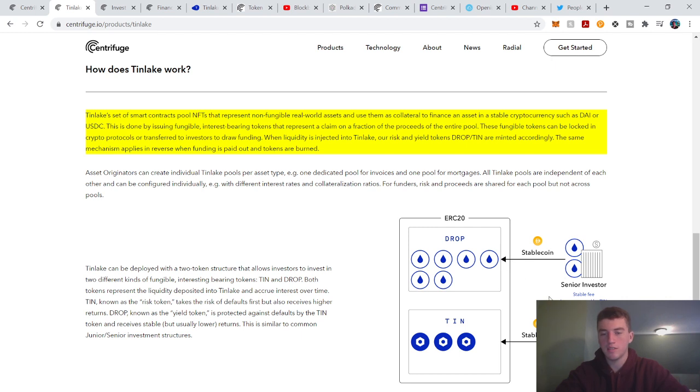And a drop token is basically a senior investor saying, hey, I don't want to lose my money. I want a stable interest rate, and I want low risk. Junior investors say, hey, I will take the first loss, but I also want the extra interest rate if more than expected pay back their loan. And TIN is the underwriter. So TIN evaluates the invoice and the ability of their company to pay back their loan, right? So they assess the loan and come upon an interest rate.